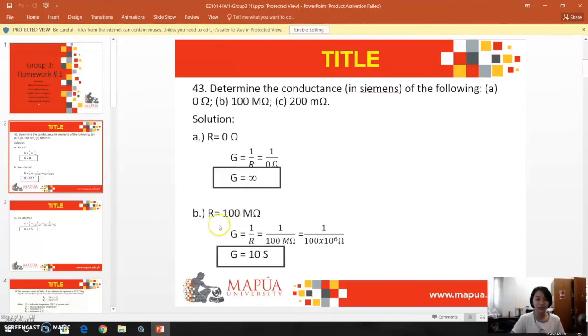So for letter B, R is equal to 100 megaohms. So just like in letter A, we substitute the given resistance to the formula 1 over R. So 1 over 100 megaohms is equal to 1 over, converting it to ohms, 100 times 10 raised to 6 ohms. So the final answer, the conductance is 10 nanosiemens.